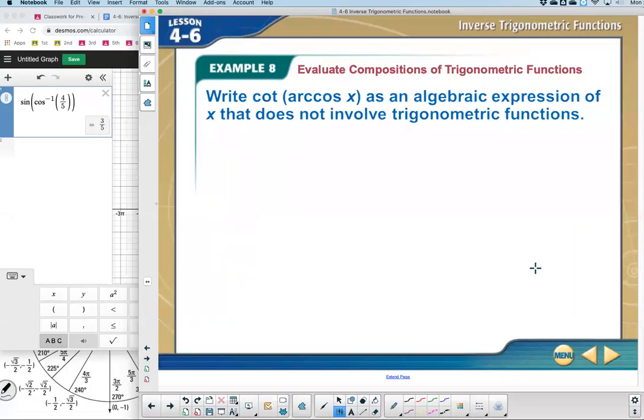All right, let's take a look at example 8. It says write cotangent arc cosine x as an algebraic expression of x that does not involve trigonometric functions. To help you out here, I'm going to rewrite this as cotangent of cos inverse of x, let me put it in parentheses, x divided by 1. There we go, and we want to write this as an algebraic expression.